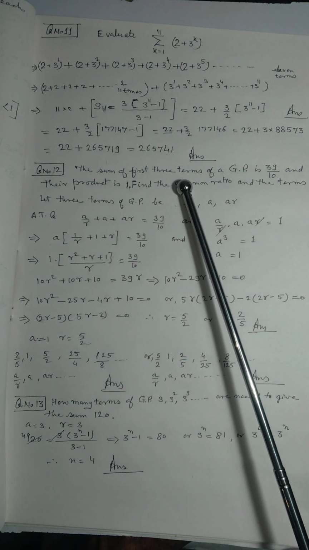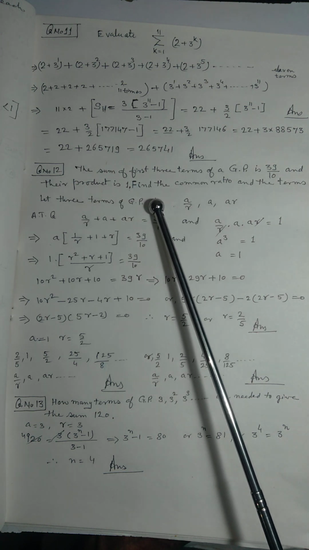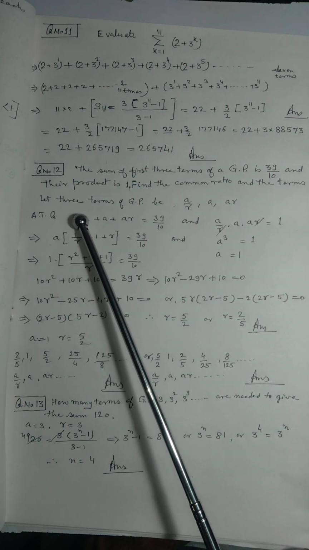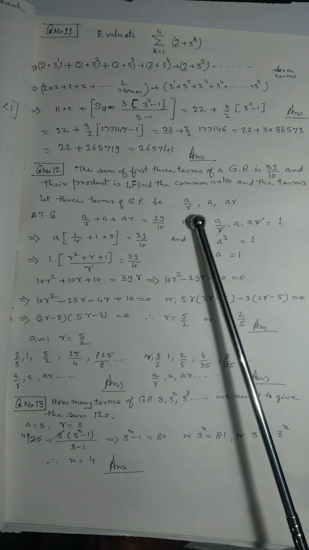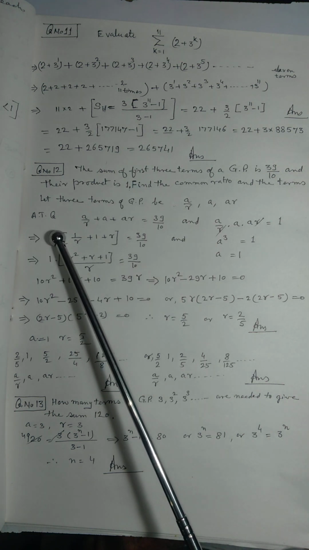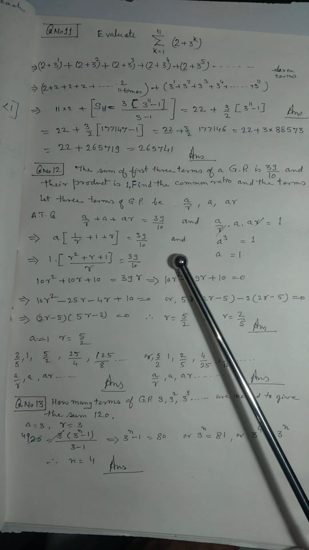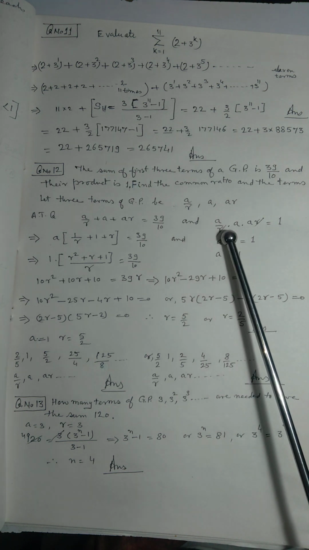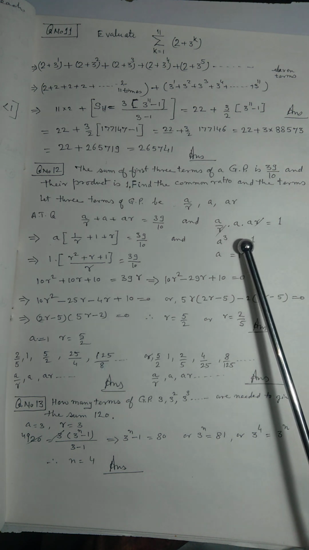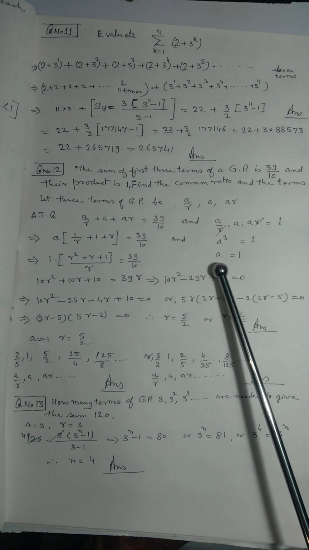The sum of the first 3 terms of a GP is 39 by 10 and their product is 1. Find the common ratio and the terms. Let the 3 terms of GP be A by R, A and AR. अब देखो, according to the question, A by R plus A plus AR is given, that is 39 by 10, and the product is given A into A by R into A into AR. R cancel हो जाएगा, that will be equal to 1. Given it is already, so A cube is equal to 1, A is equal to 1.